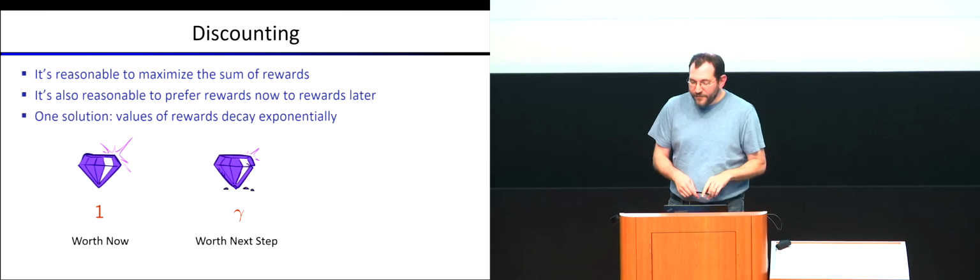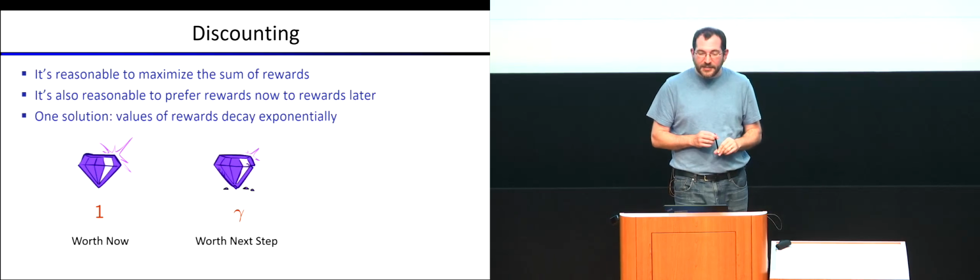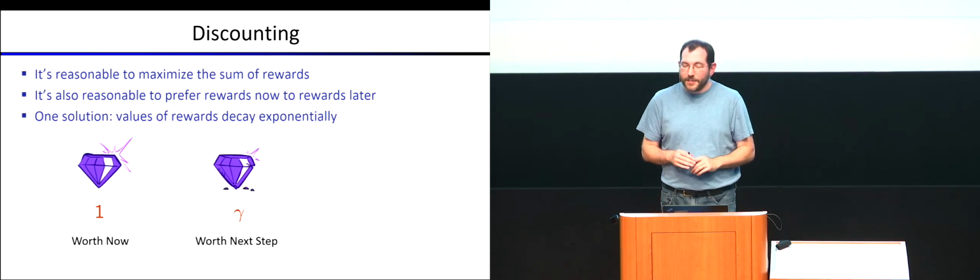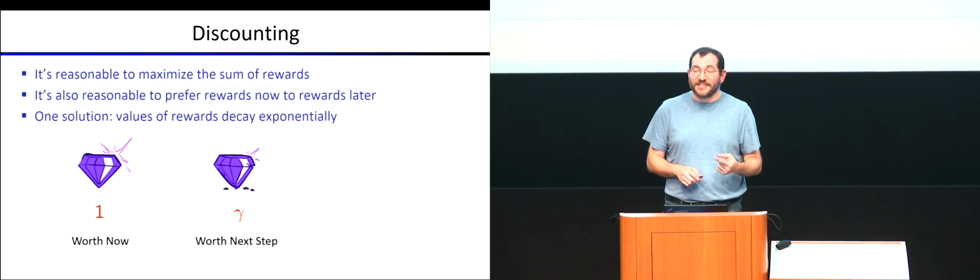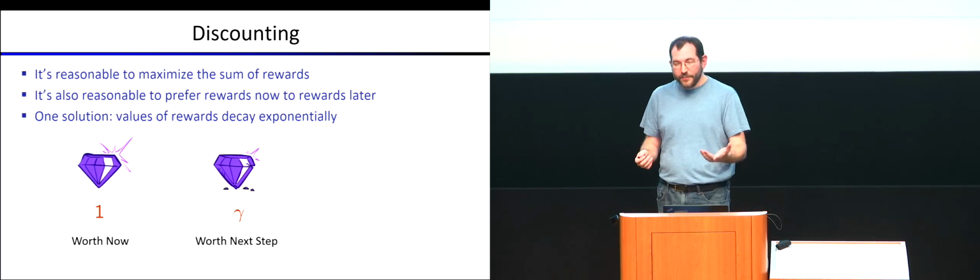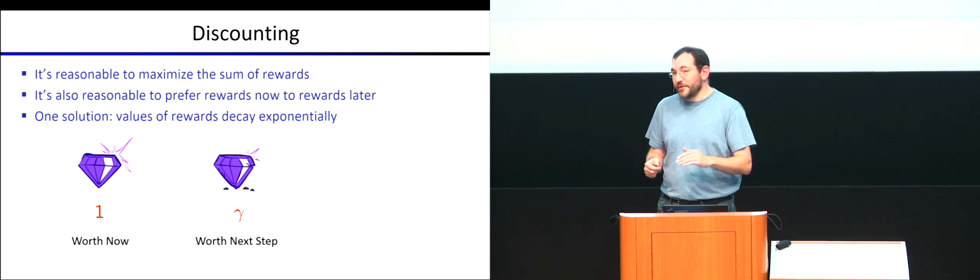A way that's very convenient formally and mathematically to penalize things is to say that in the next time step it won't be worth 1 anymore. It'll be worth less. It will be discounted. It will be worth some amount gamma, which we can pick. Gamma has to be greater than 0 to make sense, and it has to be less than or equal to 1.